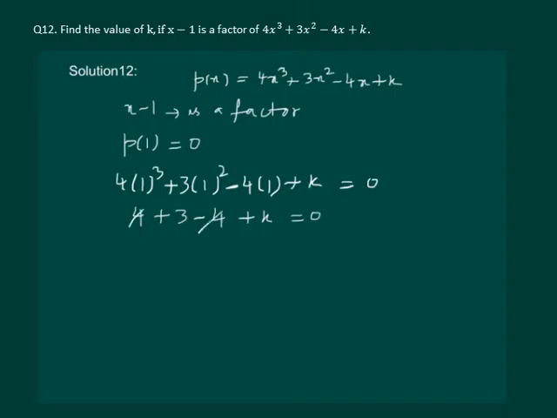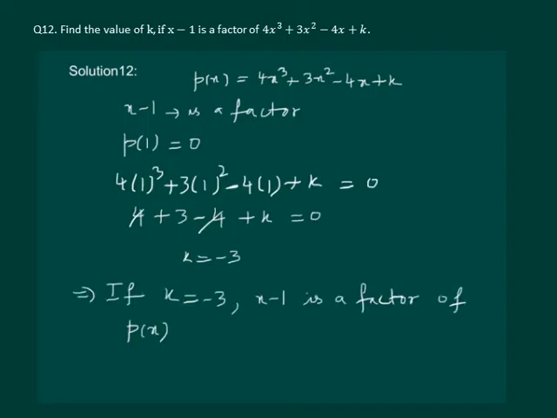Plus 4 and minus 4 get cancelled. We are left with k equal to minus 3. That means if k is equal to minus 3, then x minus 1 is a factor of p(x).